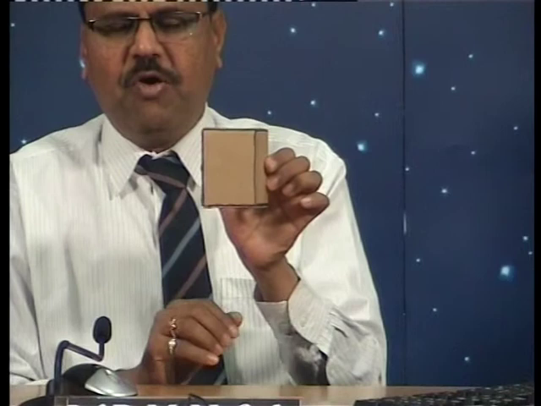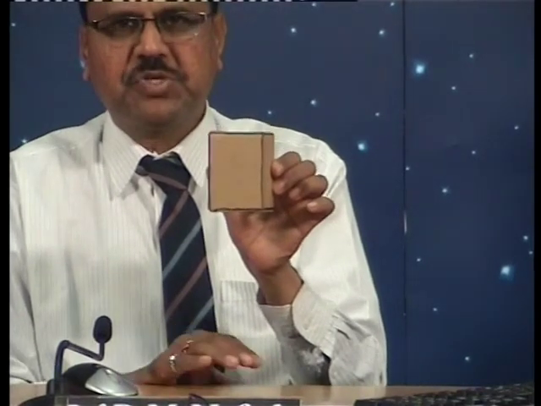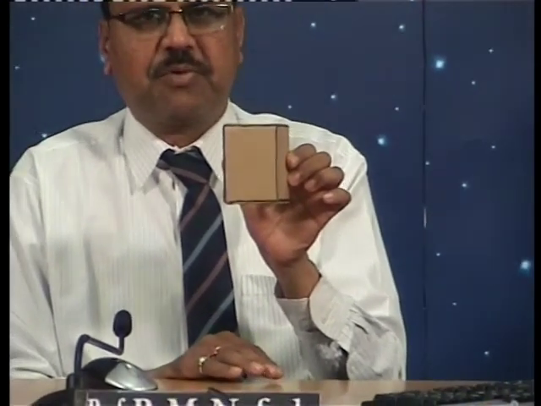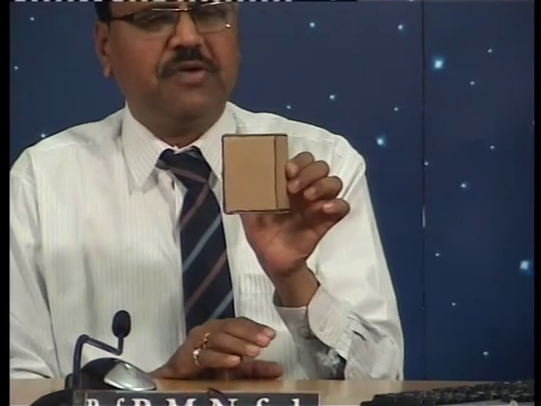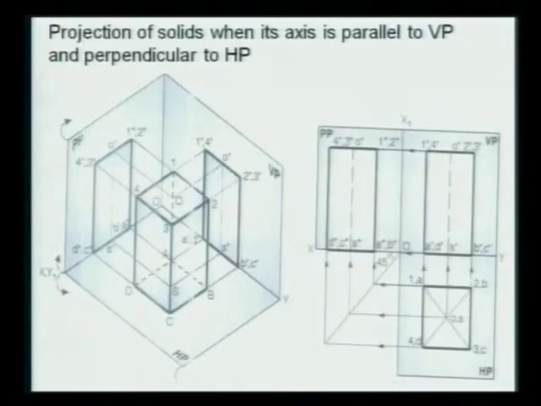Now, how is it kept? In the first quadrant, it is kept. What is the condition given in the problem? The projection of a solid when its axis is parallel to VP and perpendicular to HP.